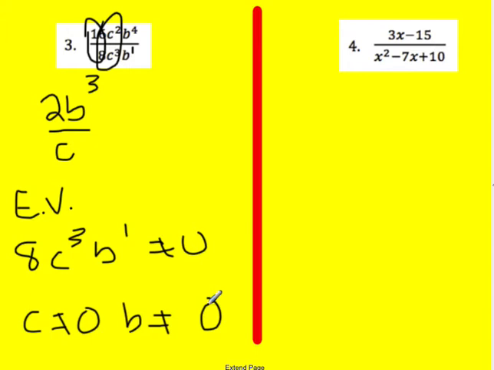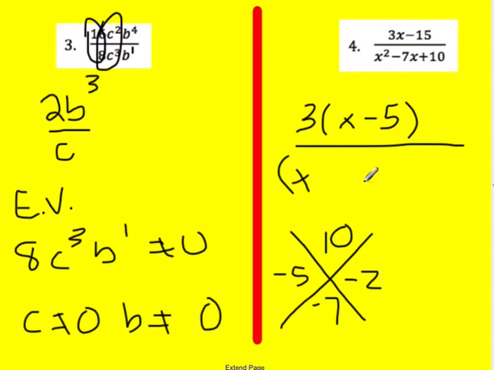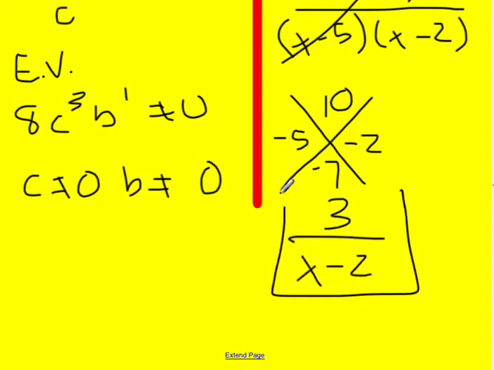Next, let's take a look at number 4. So between 3 and 15, you can divide out a 3. And then you're left with x minus 5. Okay, so then we need to factor out the bottom. So when you factor out the bottom, you're multiplying to 10 and adding to negative 7. So that's going to be negative 5 and negative 2. So let's go ahead and do that. So we have x minus 5 and x minus 2. So now I can go ahead and do some simplifying. So I can cancel out those factors right there. And then I'm left with 3 divided by x minus 2. And that's my simplified rational expression.